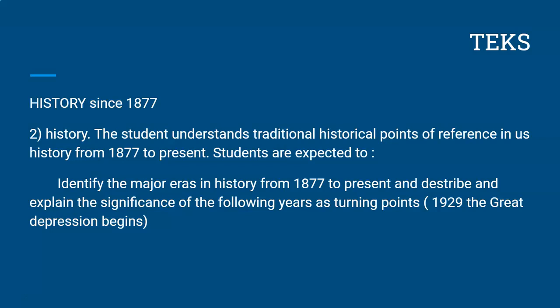So some of the things that the students are expected to know is they need to identify major eras in history from 1877 to the present and describe and explain the significance of the following years as turning points. So for example, for this project, I use 1929, the Great Depression begins.